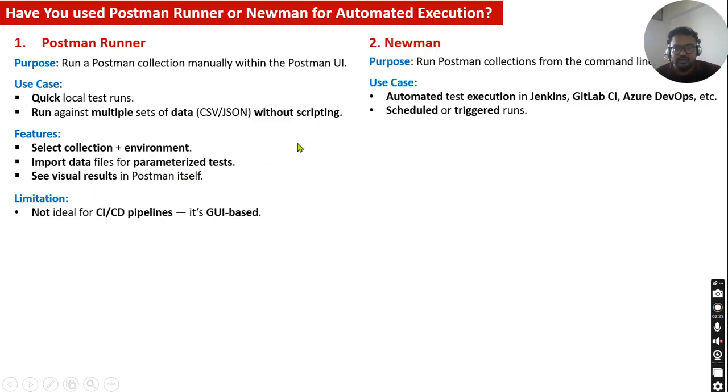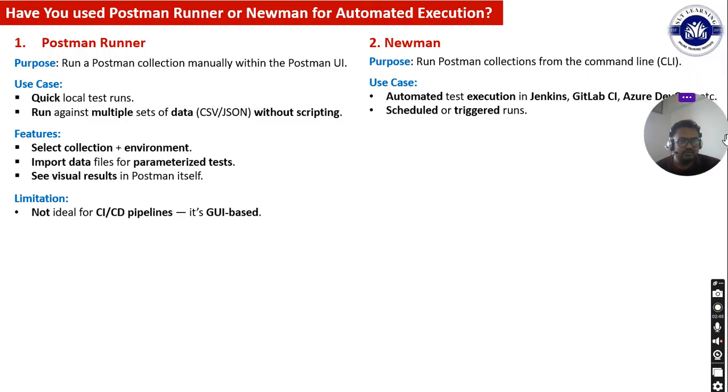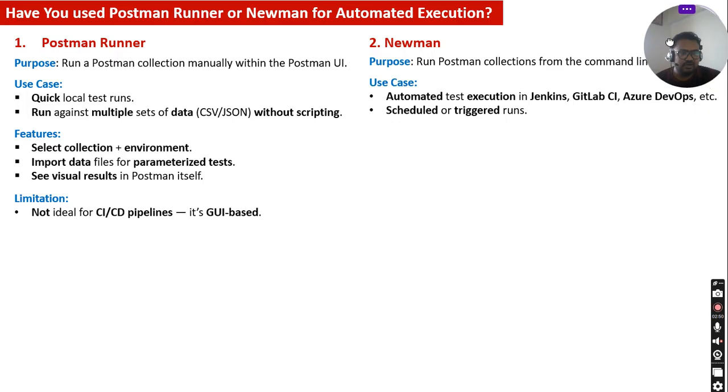Okay, against that, Newman. The purpose of Newman is to run the Postman collection from the command line. So this is the tool which you can use to run the Postman collection. This is for the UI side and this is from the command line. The use case for Newman is to automate test execution in Jenkins, GitLab CI, Azure DevOps and all those things. The command line file can be scheduled, or it can be triggered manually as well. So Newman is the tool which helps us run the Postman collection through command line arguments.